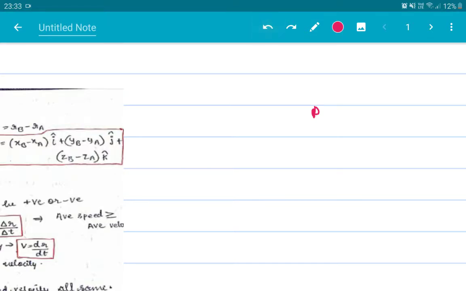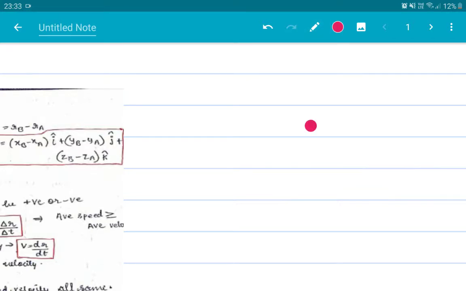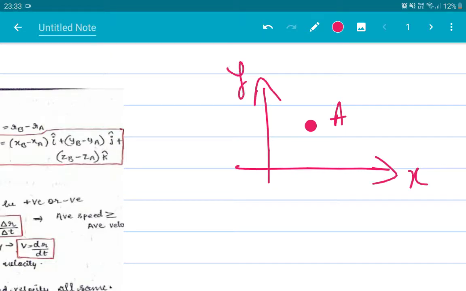This is point A, and you want to find the position of that point A. I am considering the x and y axes. This is the x axis usually, and this is the y axis. To find the position you need to know the distance from the origin. So this is the origin.